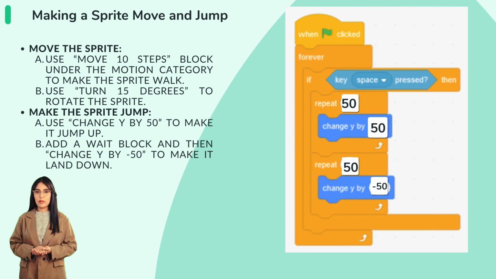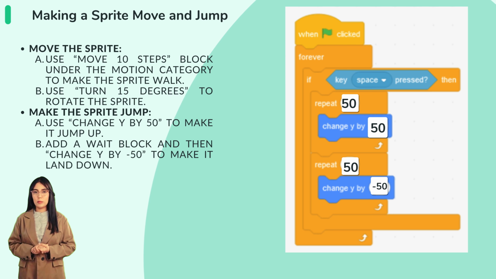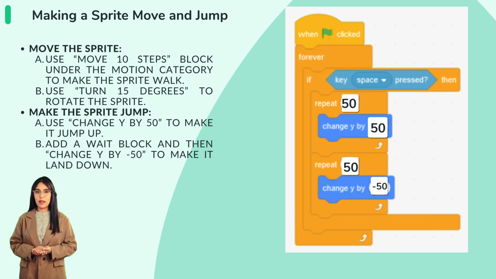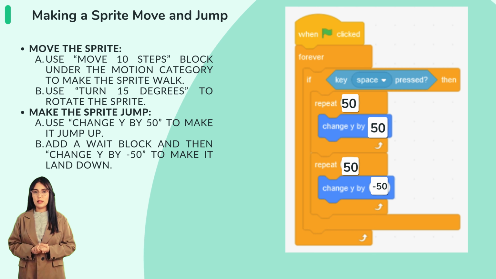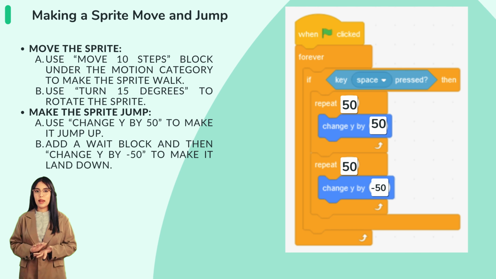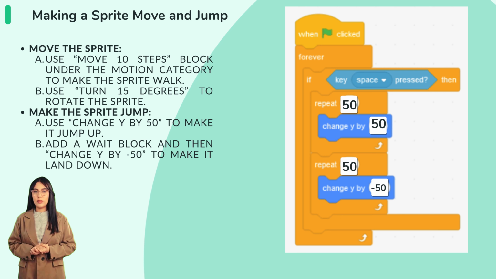Making a sprite move and jump. Move the sprite. 1. Use the move 10 steps block under the motion category to make the sprite walk. 2. Use turn 15 degrees to rotate the sprite. Make the sprite jump. 3. Use change Y by 50 to make it jump up. 4. Add a wait block and then change Y by -50 to make it land down.